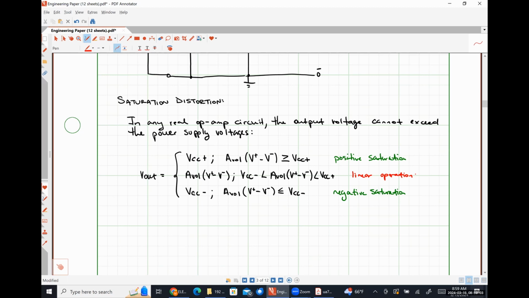Okay. So it should be fairly easy to understand that the larger this open loop voltage gain is, the smaller this window for linear operation is, right? So the 741 op amp, which has an open loop gain of 200,000, should ostensibly have an incredibly small linear range of input signals that it can actually amplify. Okay? So the linear range of an amplifier can be defined like so.